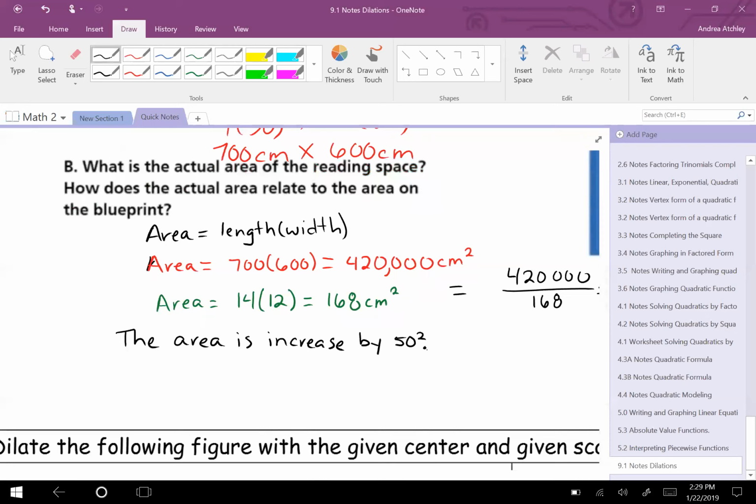Yes. So have you ever had to figure out how much paint you would need? Okay. You can still use the scale factor to find that.